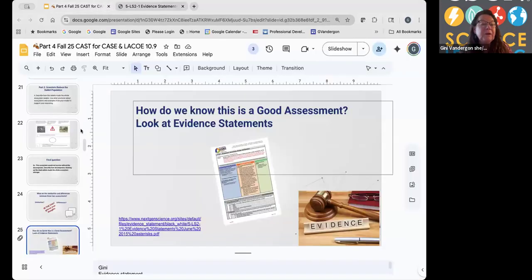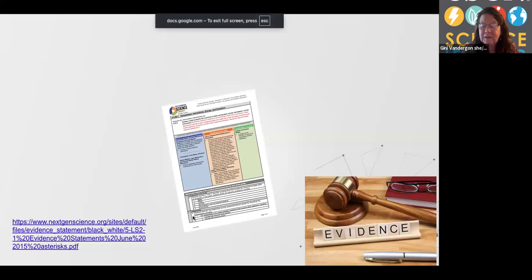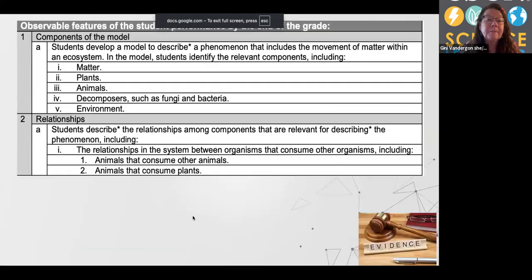So then, going back to my slide deck, I do have these. Some of the ideas here is that they would be able to figure out what the components of the model are. Were all those components in this model, in this assessment? Did we have matter? Did we have plants, animals, decomposers, environment? Yeah. So even though it's not meant to be a checkbox, we could check those off, right? Are they asked to describe some relationships between these? And I think they did that nicely.